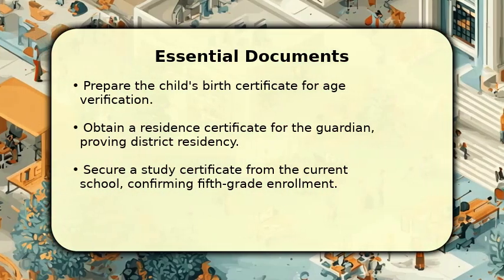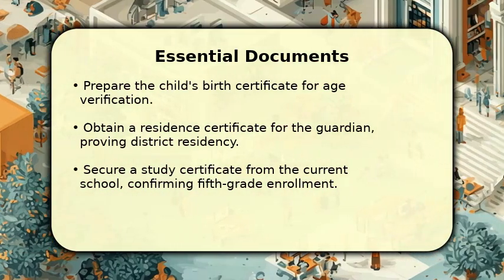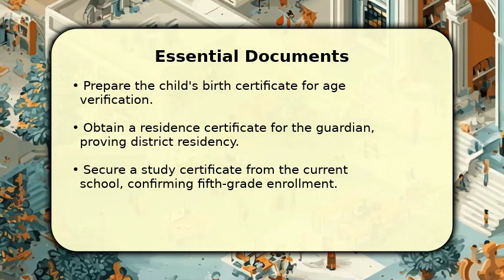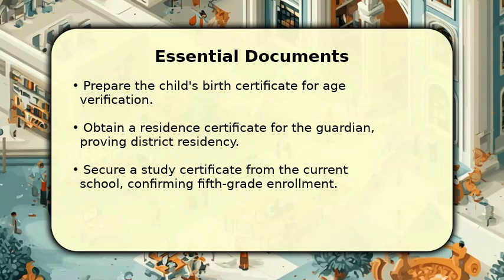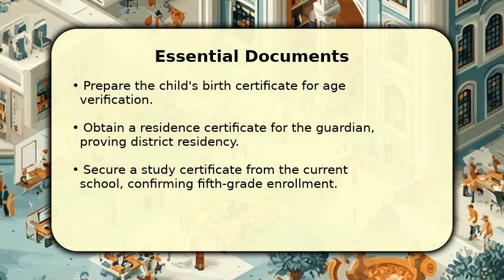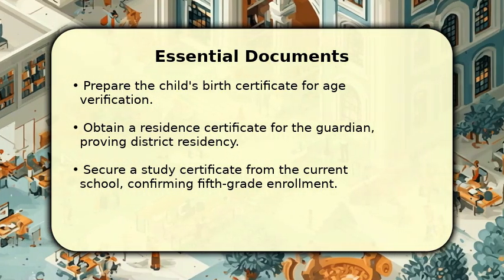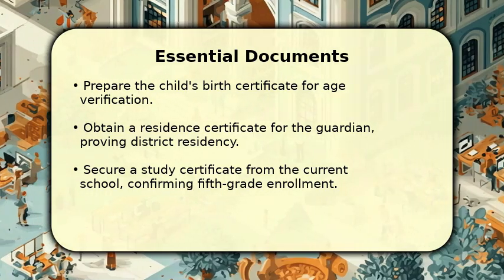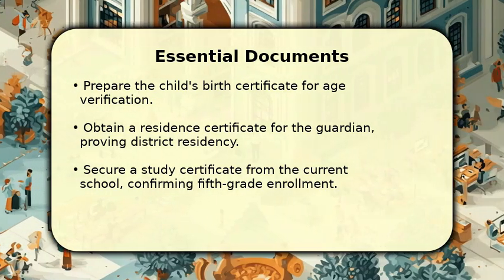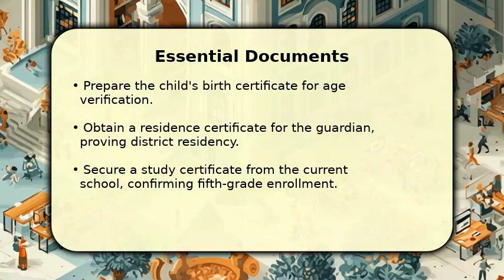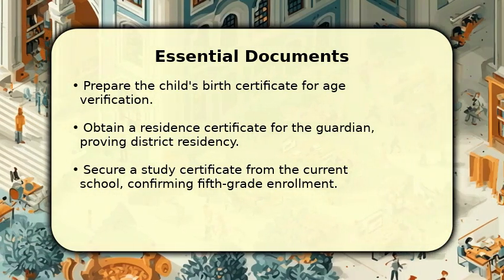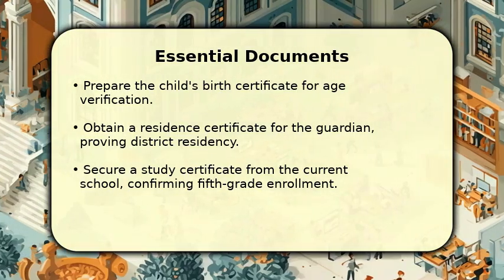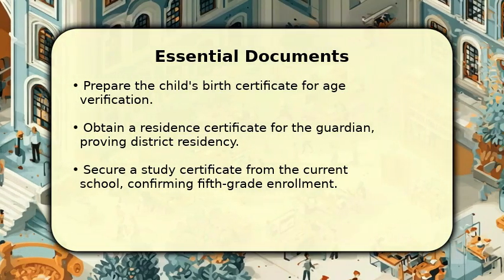Having all the essential documents ready is vital for a smooth application. You will need your child's birth certificate, a residence certificate for the guardian, and a study certificate from their current school confirming they are in the 5th grade. If applicable, prepare caste or disability certificates to avail of reservation benefits. Also, ensure you have a recent passport-sized photograph of your child. Organizing these documents beforehand will save you time and effort.